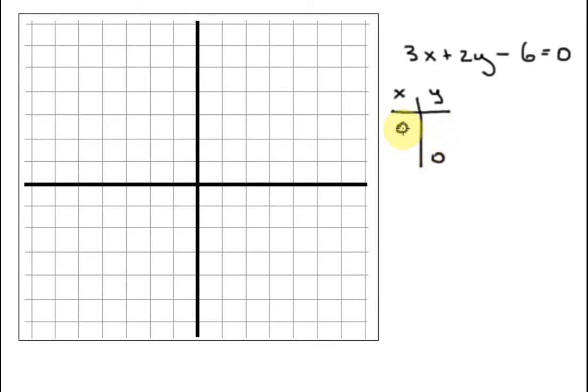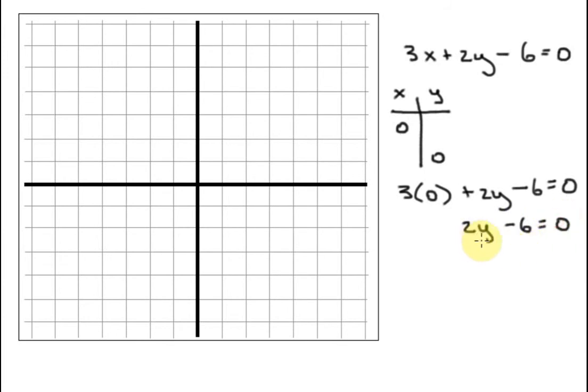So that means I'm going to plug in 0 for x, figure out what y is, then later I'm going to plug 0 in for y, figure out what x is. That's going to give me 2 points, plot the 2 points, draw a line through the 2 points, and I'm done. So let's get started. I'm going to put 0 in for the x. So that's going to be 3 times 0 plus 2y minus 6 equals 0. Now 3 times 0 is 0, so that's gone. So I have 2y minus 6 equals 0.